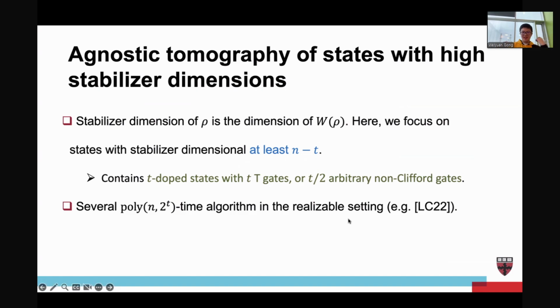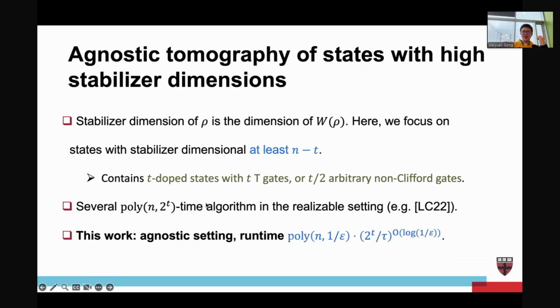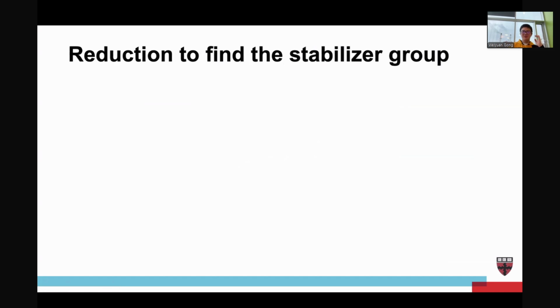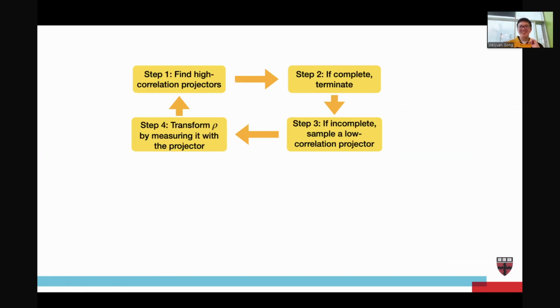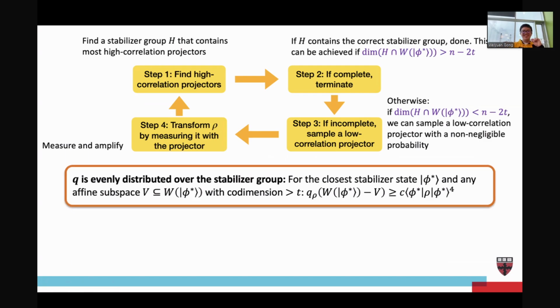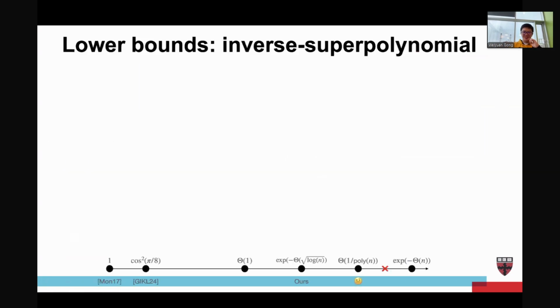In the realizable setting, as I mentioned at the beginning of the talk, there is a polynomial in n times 2 to the t time algorithm. In this work, we give an algorithm that runs in polynomial in n and 1/epsilon times 2 to the t over tau to the log 1/epsilon. So if you assume tau and epsilon are both constant, this algorithm is still efficient. And when t scales like log n, this algorithm is still efficient. This algorithm is still achieved by stabilizer bootstrapping. Okay, I will skip this, since I'm largely out of time.